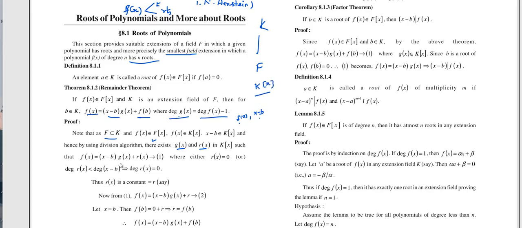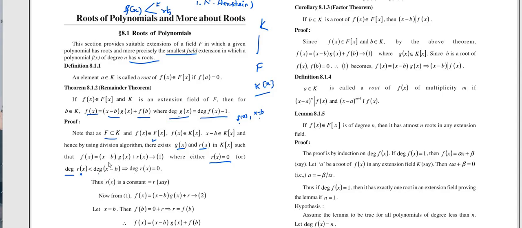So we can find g(x) and r(x) in K[x] such that f(x) is equal to (x minus b) times g(x) plus r(x), where either r(x) is 0 or degree of r(x) is less than degree of x minus b. Now, if we consider this part, x minus b is of degree 1.